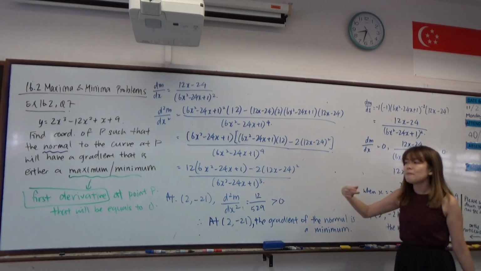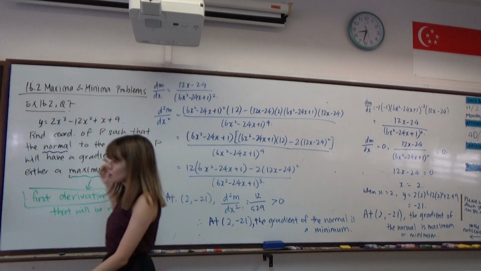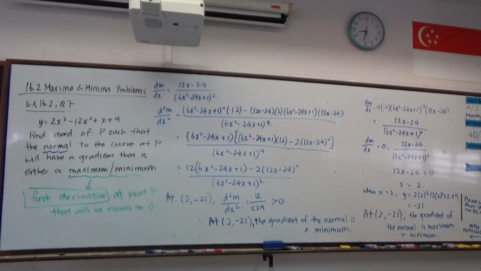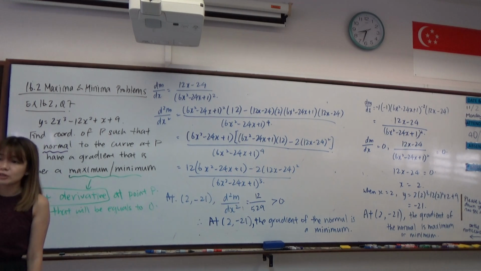Okay, but we go back to the question itself. What does the question want? The question wants you to find the coordinates of point P. The point P will actually lie on this curve. It will also lie on the normal itself, the normal line. But the thing is that we do not have the equation of the normal line.